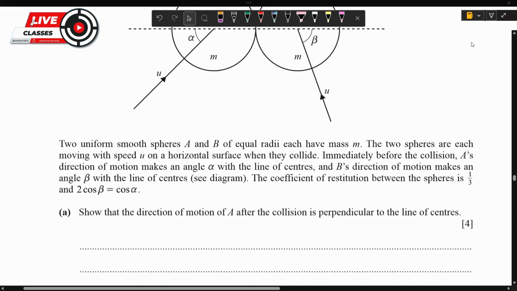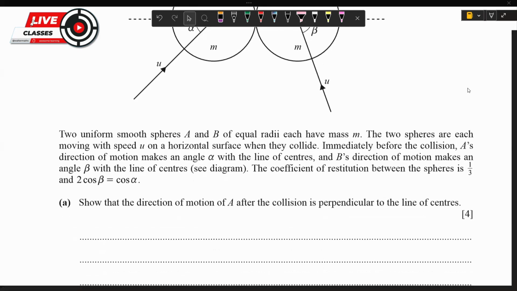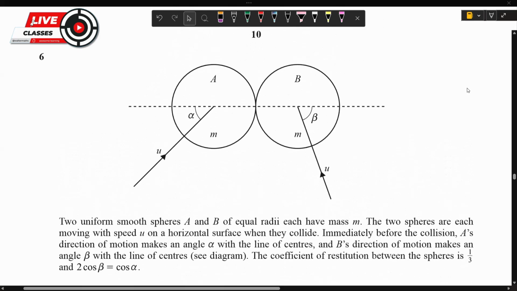Okay, so on part A, they say, show that the direction of motion of A after the collision is perpendicular to the line of centers. Okay, so we are going to consider what we have here to be before collision, as the question says. So this is before collision. But let's also analyze what is going to happen after collision.